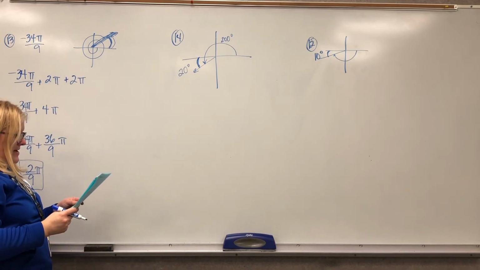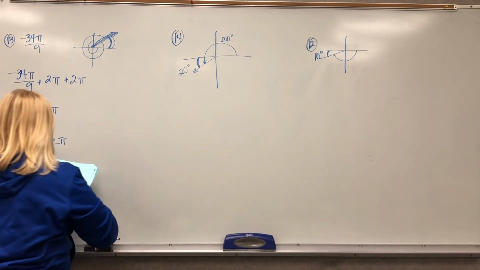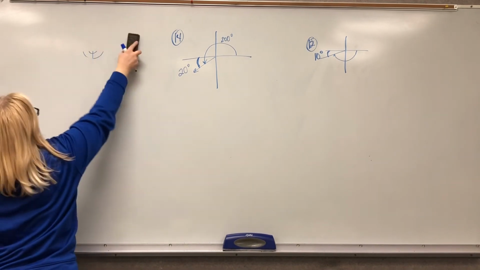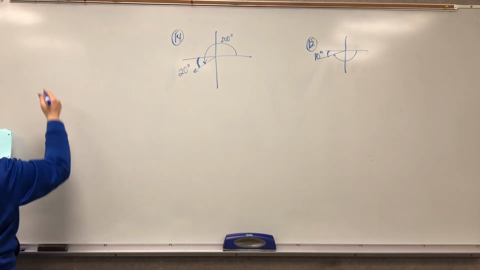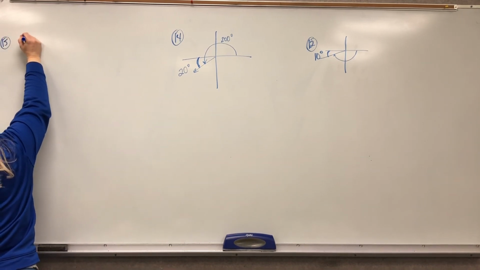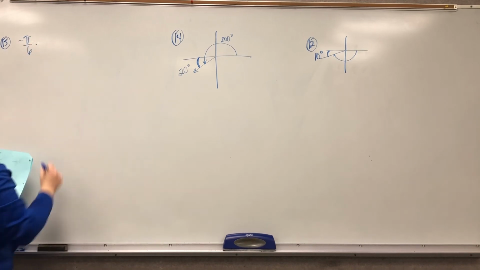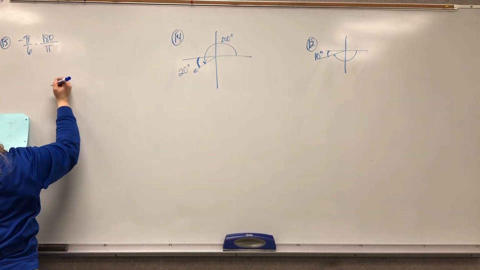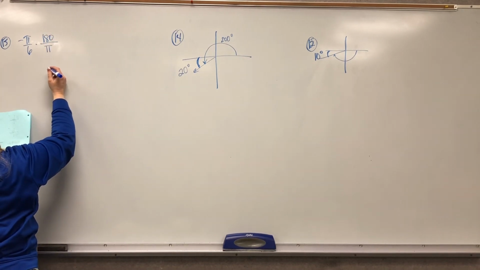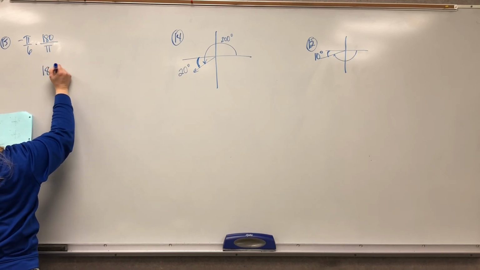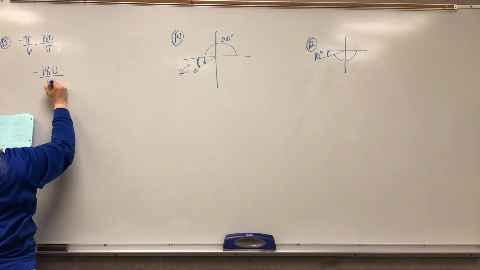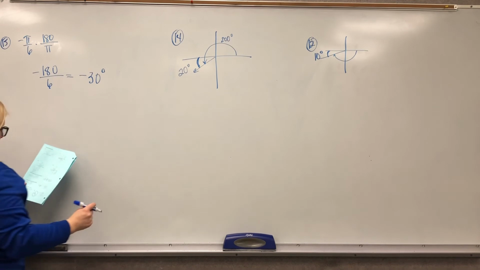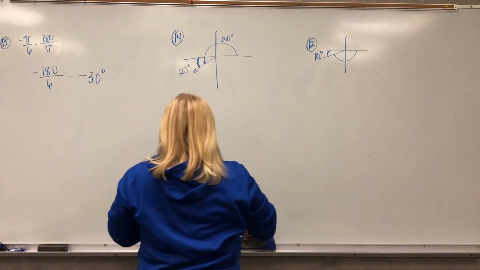All right, converting, number 15, converting radian measures into degrees. Hopefully this part is easy for you. Number 15, we have negative pi over 6. To convert it into degrees, we put our degrees on top, radians on the bottom. This gives us negative 180 over 6, which is negative 30 degrees.